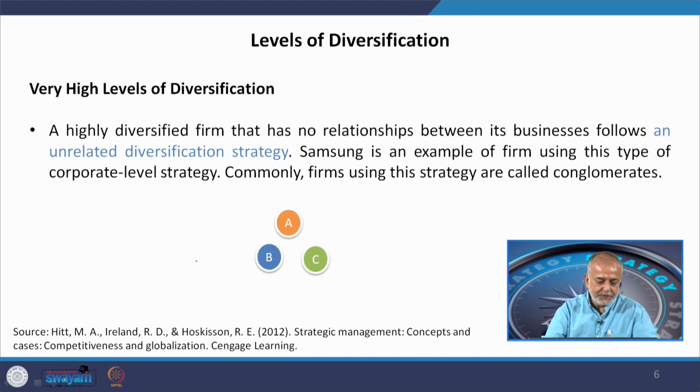history of the organizations. So, very high levels of diversification: a highly diversified firm that has no relationships between its businesses follows an unrelated diversification strategy. Samsung is an example of a firm using this type of corporate level strategy. Commonly, firms using this strategy are called conglomerates.